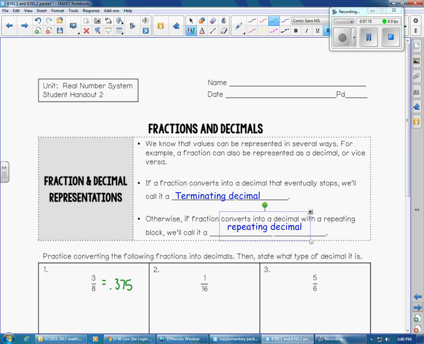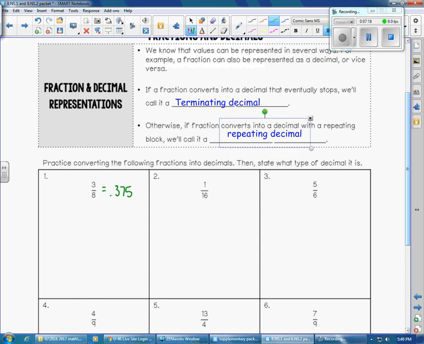The next one, 1/16. First of all, let's take a look at the 16 real quick. Can I rewrite 16 as a product of 2's so I know whether this is going to be a terminating decimal or a repeating decimal? Let's see, 16. I'm just going to do this really quick. That's going to be 2 and 8. 8 is going to be 2 and 4. 4 is going to be 2 and 2. So yes, I'm saying right now that I believe this is going to be a terminating decimal. Eventually, in my division, it's going to come to an end. So let's take a look at how I would do this.